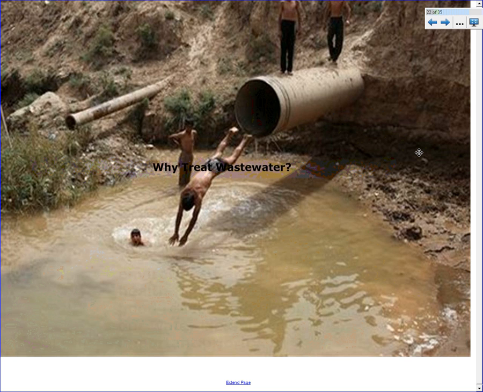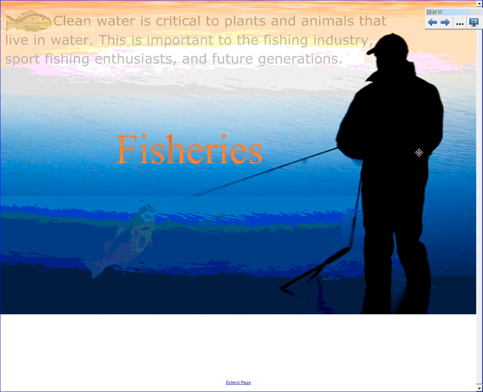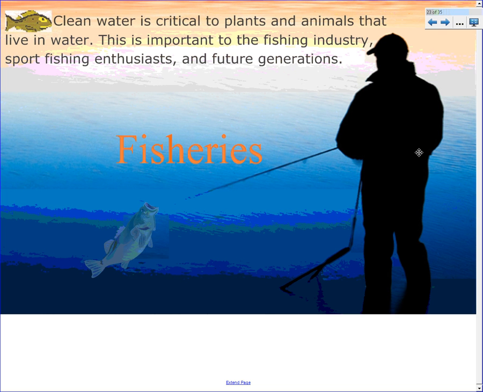Why should we treat wastewater? Because we want to care for our environment and overall our health. This is the reason why we should treat wastewater. So we're going to talk about specific reasons. One reason would be fisheries. Clean water is very critical for the plants and the aquatic organisms that live in the water. And essentially, it also affects people who fish for food and animals that rely on the fish for food.